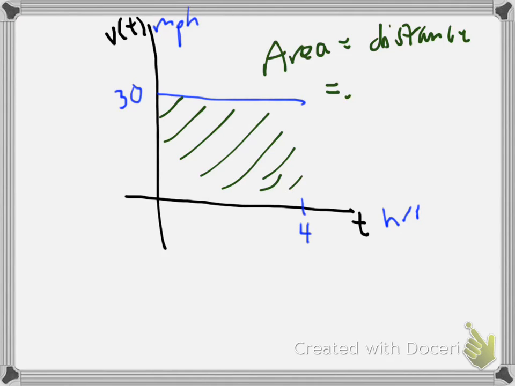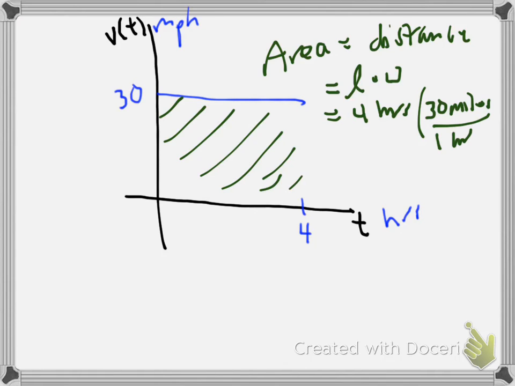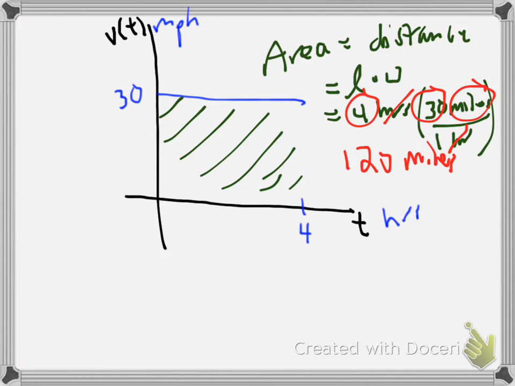The area is length times width. The length of this is 4 hours. The width of this rectangle is 30 miles in 1 hour. 30 miles per hour. Well, look what happens with the hours. The hours cancel, and you get 4 times 30 miles. So you get 120 miles.